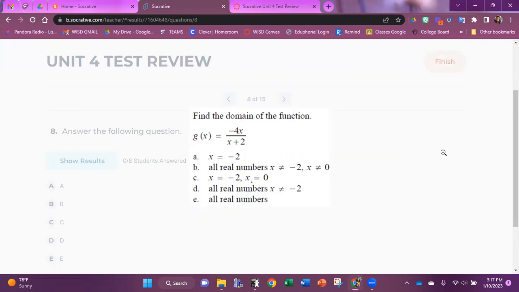All right. What is the domain of this function? Think about which discontinuity affects your domain.